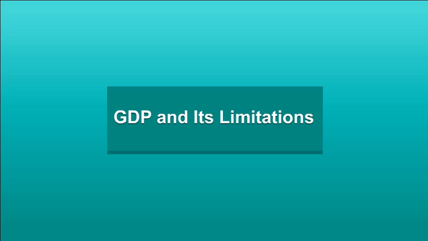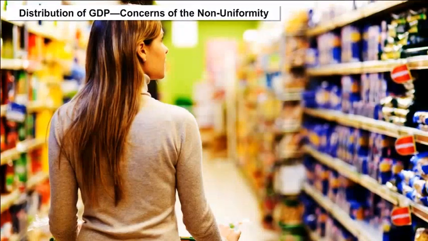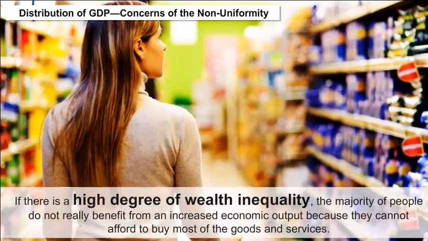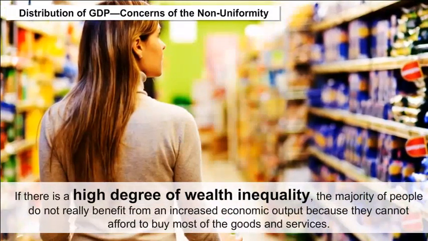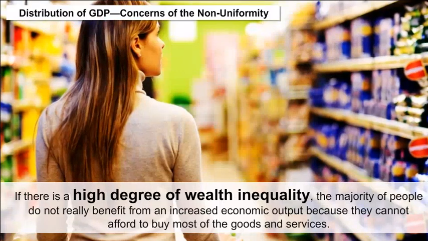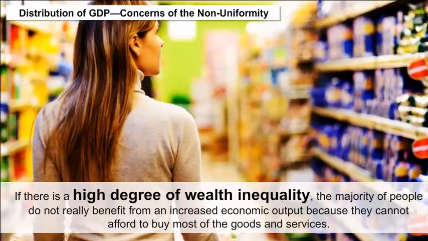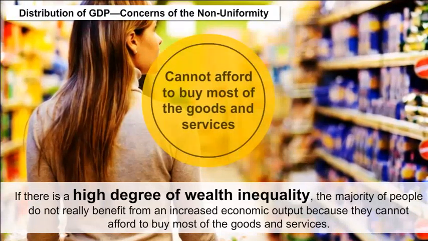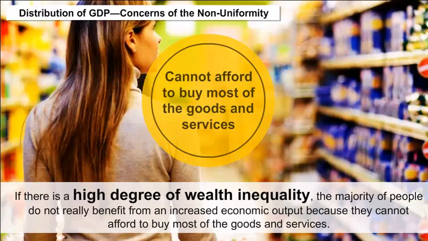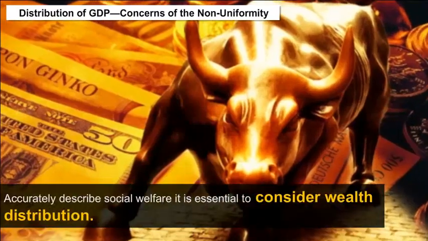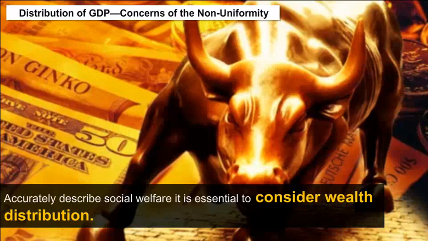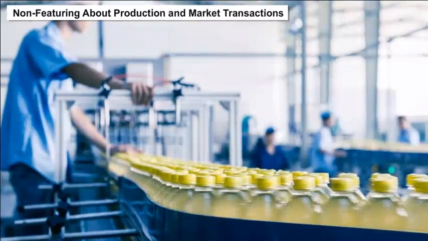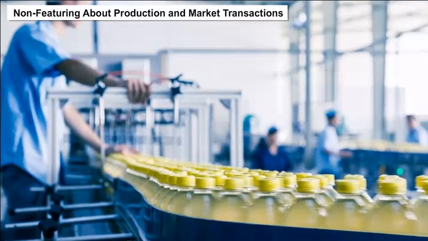GDP and its limitations. Distribution of GDP. Concerns of the non-uniformity. If there is a high degree of wealth inequality, the majority of people do not really benefit from an increased economic output because they cannot afford to buy most of the goods and services. Thus, to accurately describe social welfare, it is essential to consider wealth distribution, not just production and market transactions.